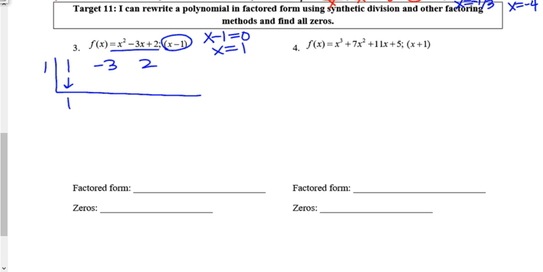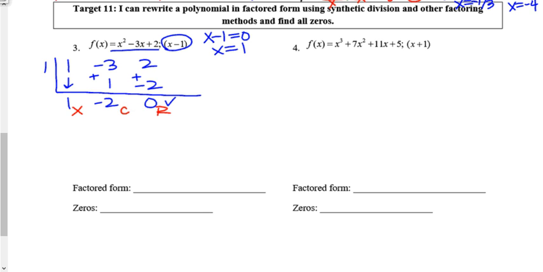Bring my arrow down, bring 1 down. 1 times 1 is 1. When I add those together, I get negative 2. 1 times negative 2 is negative 2. Negative 2 plus 2 is 0. All right, so my factored form, what I'm left with now, if you can see, 0 was my remainder, negative 2 is my constant term, and 1 is my x term.